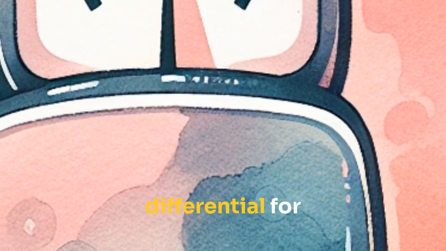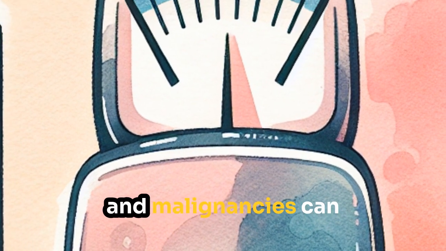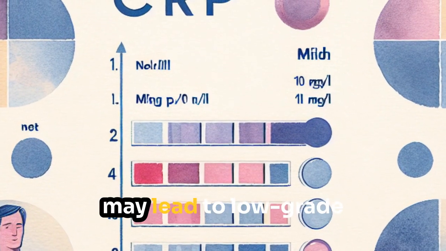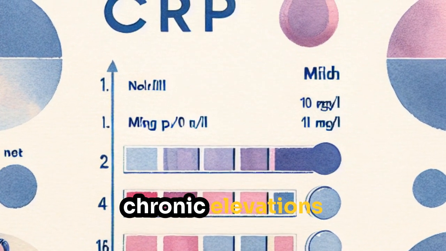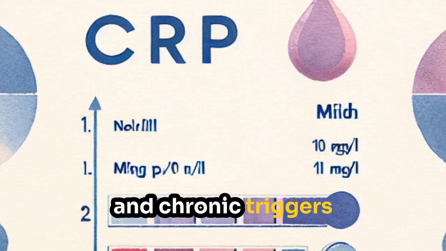There's a broad differential for elevated CRP. Bacterial infections, chronic inflammatory conditions, trauma, and malignancies can all cause rises in CRP. Obesity and smoking may lead to low-grade chronic elevations. So it's important to consider both acute and chronic triggers.